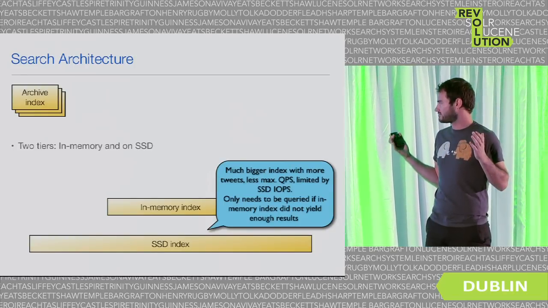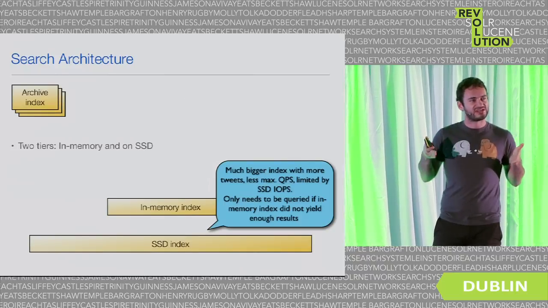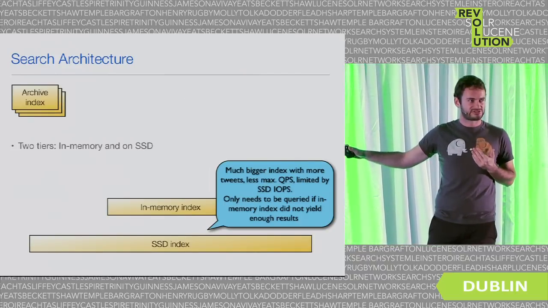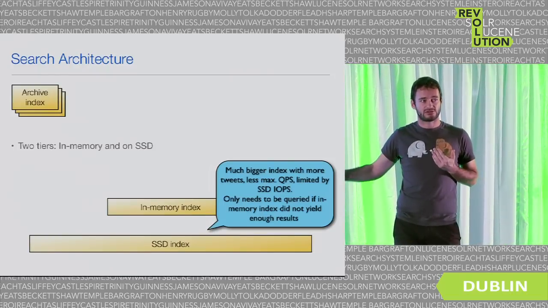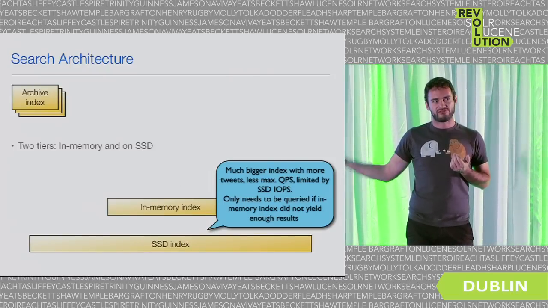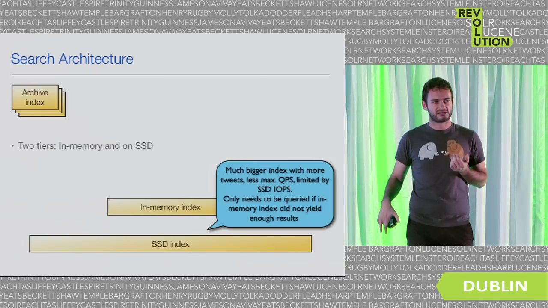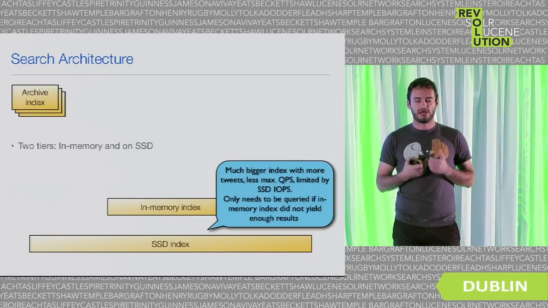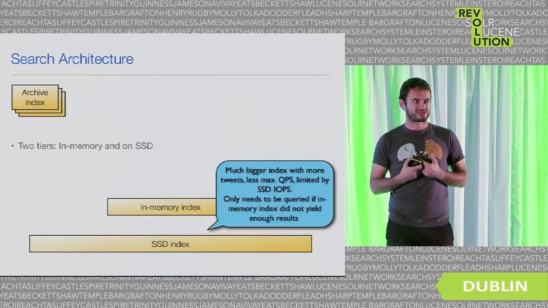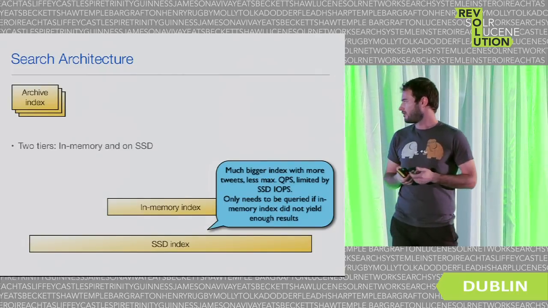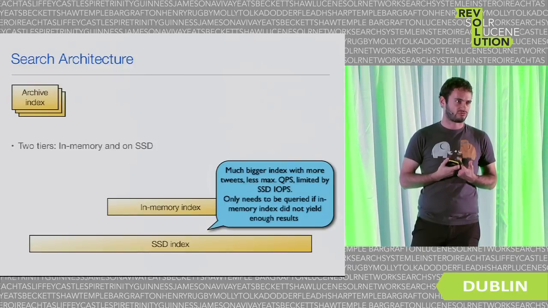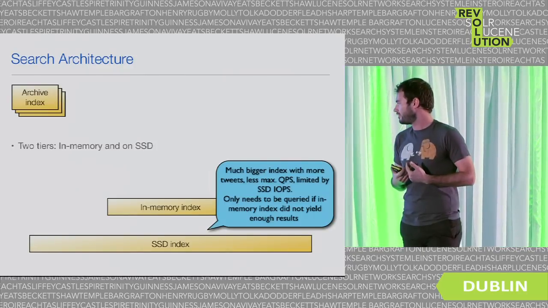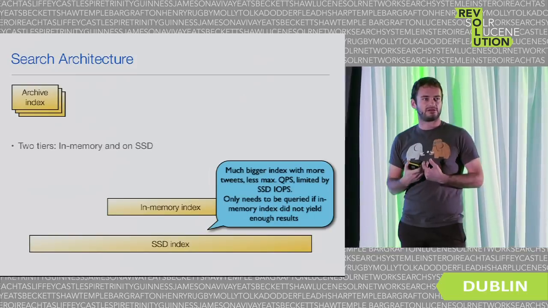We have a second tier index that's on SSD, again a vanilla Lucene index, which is much bigger, of course. It supports less max QPS, which is fine, because what we always do first is hit our in-memory archive index, and only if we didn't find enough search results do we go to the SSD index, which still has really good latency. SSDs are fast nowadays, but the throughput is not as good as in memory. The IOPS of an SSD is probably 2 orders of magnitude lower compared to memory. So we are limited basically by IOPS here.